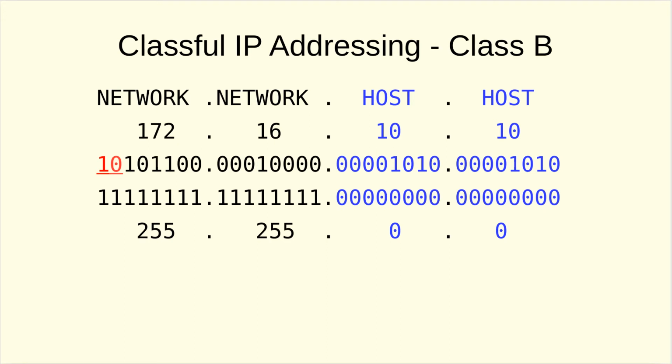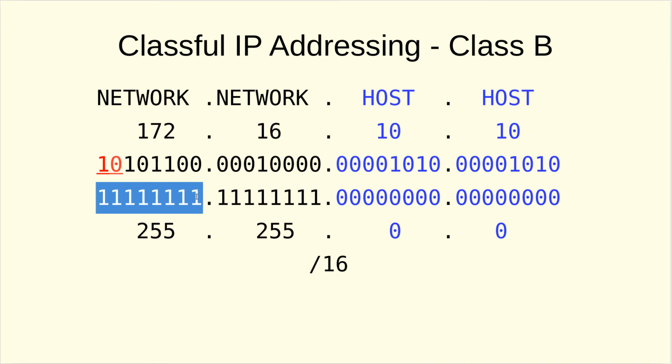Okay, here's a typical Class B address, 172.16.10.10. What we will do now is we will look for the network address. First of all, of course, that subnet mask can be represented as /16 because there are 16 1s in the subnet mask. Right there, there's 8 of them, and there's the other 8. So /16.